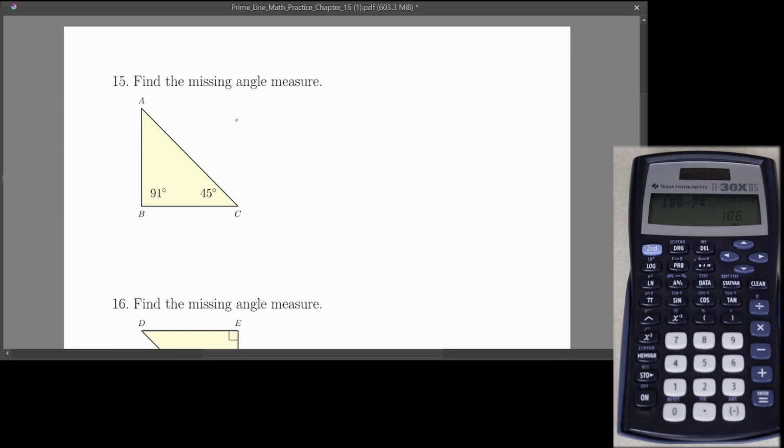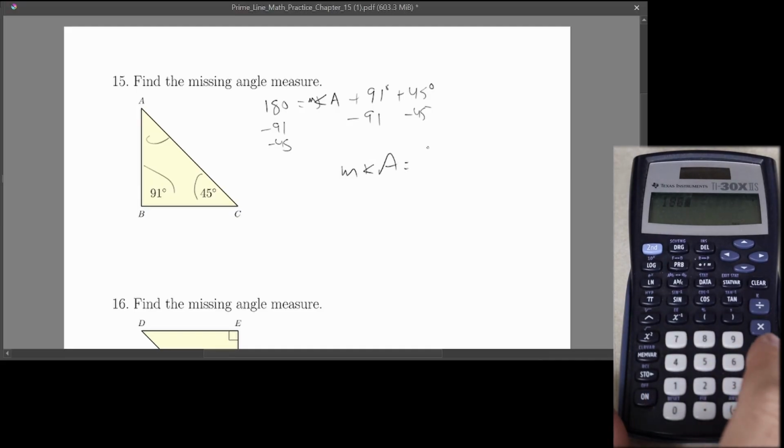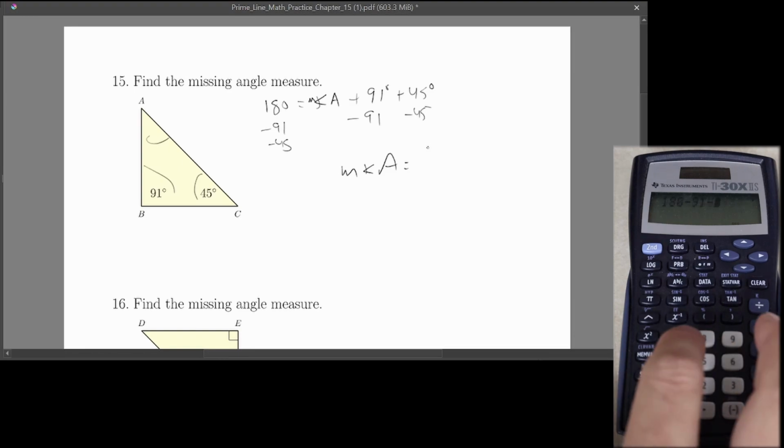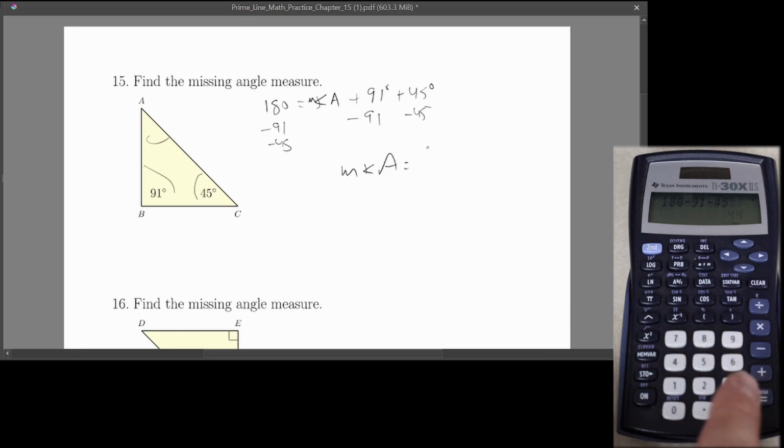Okay, with triangles, if you add up all three angles, they add up to 180 degrees. So if we say that angle A, its measure, plus 91 degrees plus 45 degrees, they all add up to 180. We can subtract 91, we can subtract 45, and our measure of angle A is going to be equal to 180 minus 91 minus 45, and we get 44 degrees.